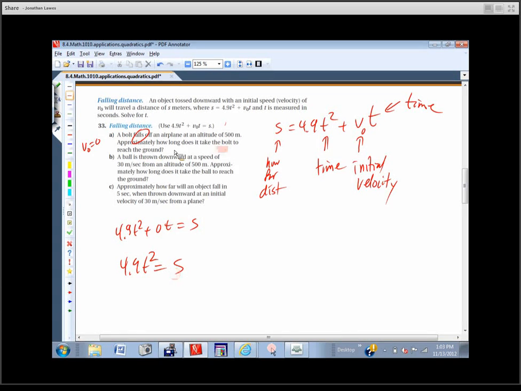Approximately how long does it take the bolt to reach the ground? Well, let's see. If it fell off the airplane right here and fell down to the ground, how far did it fall? 500 meters. So that's the distance. So we're going to do 4.9 t squared equals 500. Divide by 4.9. Why am I not bothering factoring or anything like that, or setting it equal to 0?